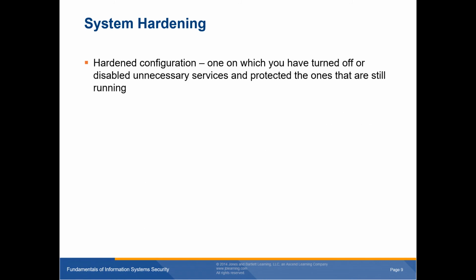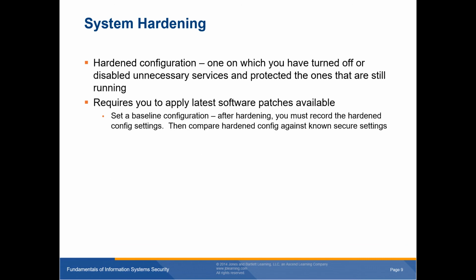Let's talk about system hardening. A hardened configuration is one on which you have turned off or disabled unnecessary services and protected the ones that are still running. This requires you to apply the latest software patches available. You need to set a baseline configuration. After hardening, you must record the hardened configuration settings. Then compare the hardened configuration against known secure settings.